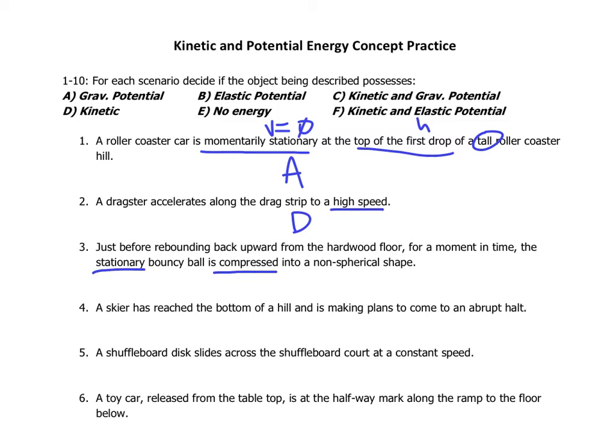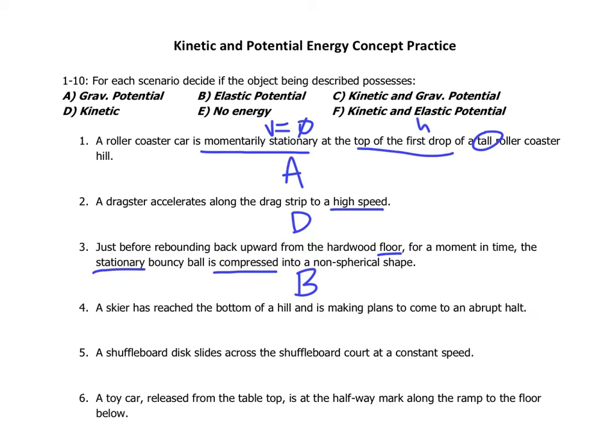Now, this ball is on the floor, so it's at its lowest position. That tells me that there's no height involved. The fact that it's stationary tells me there's no velocity, no kinetic energy, but it is being compressed. So the best answer here would be elastic potential energy, which would be answer choice B. Now I want you to read through the remaining scenarios here and answer through number 10.